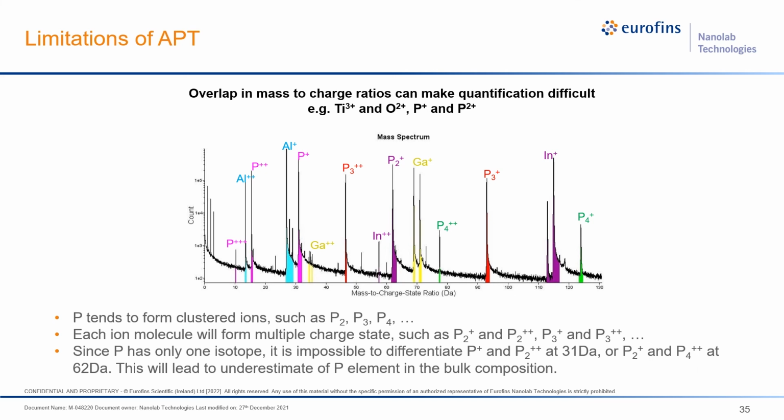The other way is to use peak decomposition analysis, which can help to identify the percentage of each element present within that peak. And both of these can be used to overcome the overlap issues.